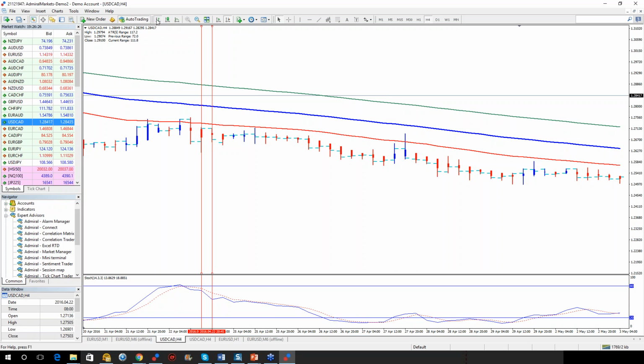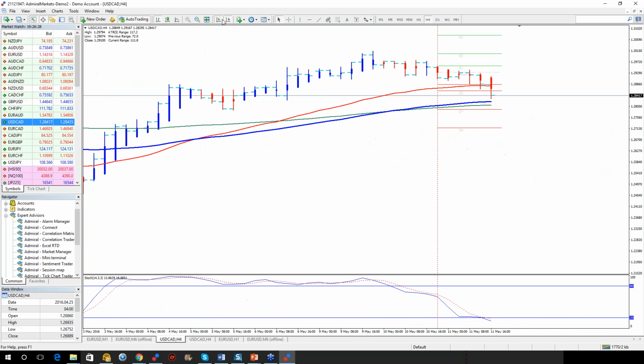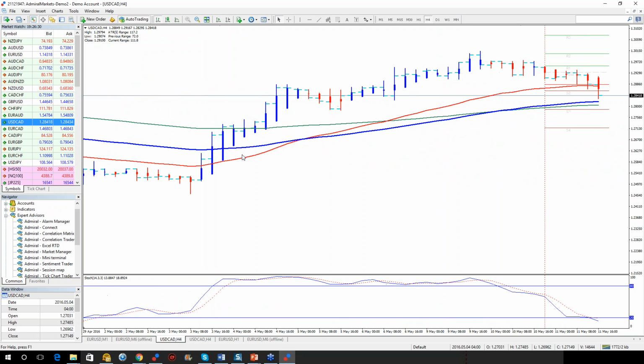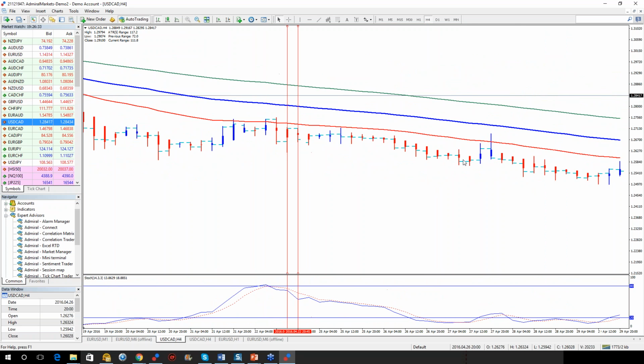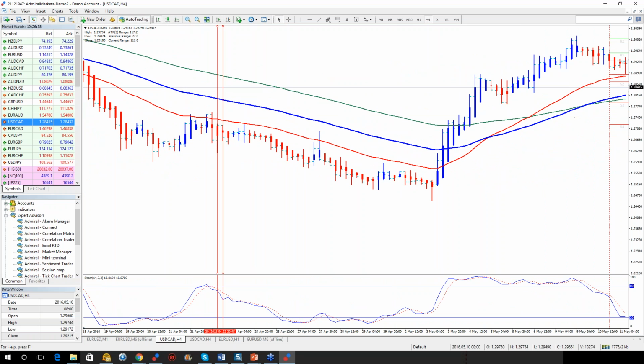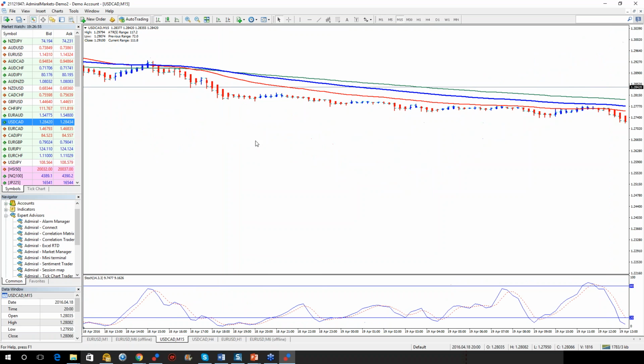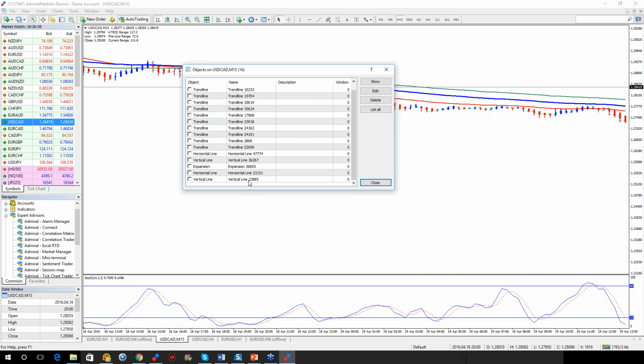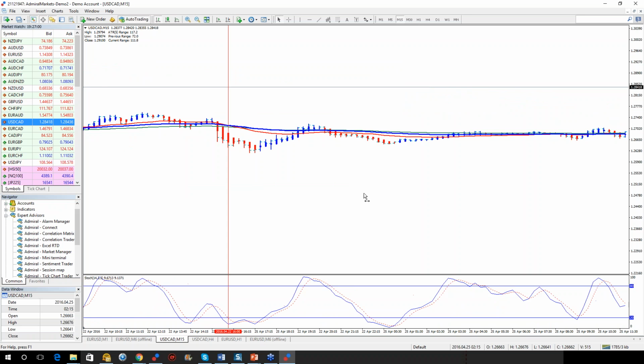Let me see if I can. Yeah, I need to go to line. No, impossible. I need to change colors here. Okay, don't take this candle as the cue. This is not a good candle. This is also not a good candle. This is a good candle, this one. So here, 15-minute, go to your time frame for entries.